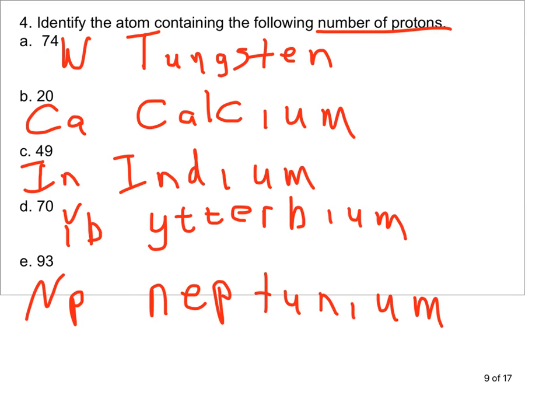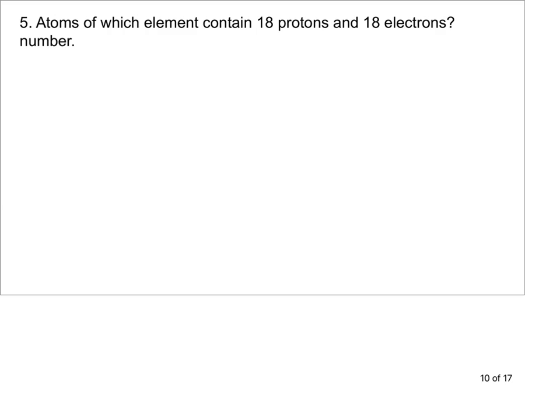Our periodic table tells us the number of protons per atom of an element. And if it's an atom, it's also going to be the number of electrons. As we move on into ions, that part will change a little bit. 18 protons and 18 electrons. Number 5, another similar thing. So number 18, Ar, argon.